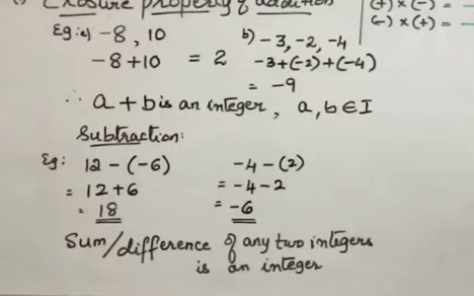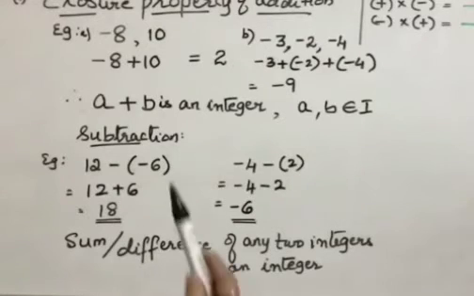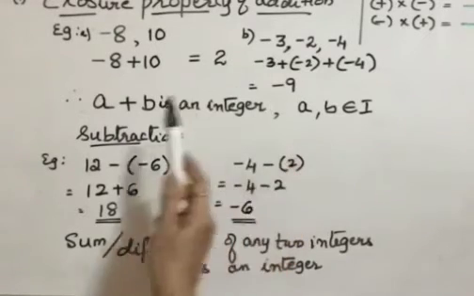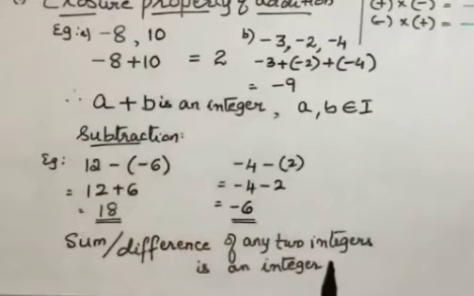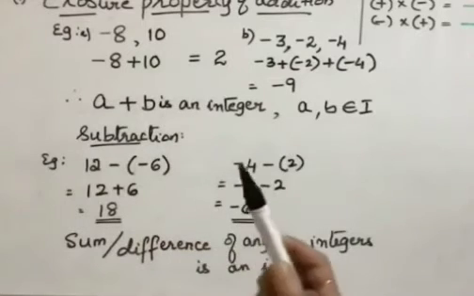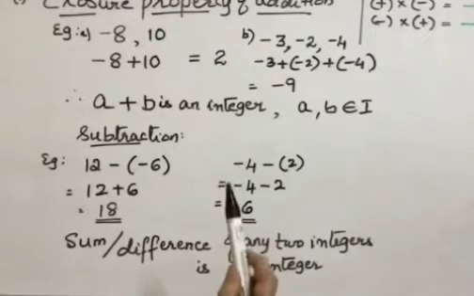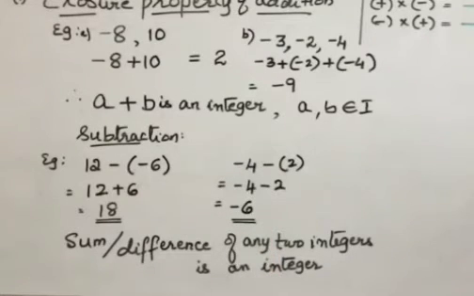This property is called closure property of addition. I repeat, closure property of addition. You have learned it for whole numbers. Now we are learning for integers. So closure property holds good for both whole numbers and integers. In this case, closure property holds good with respect to addition as well as subtraction. I hope all of you understood. Please make a note.